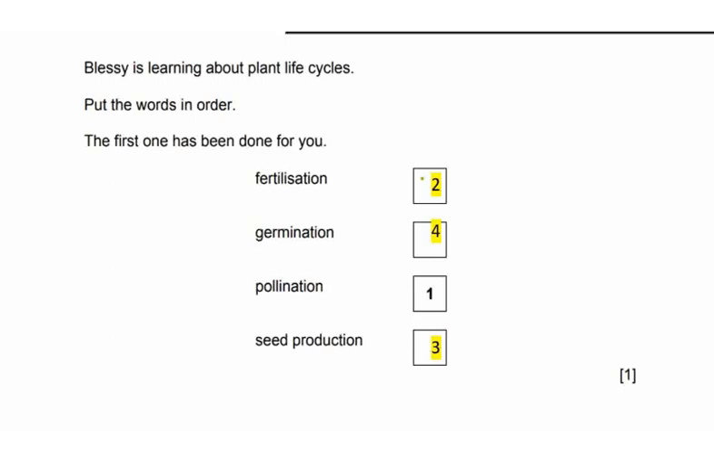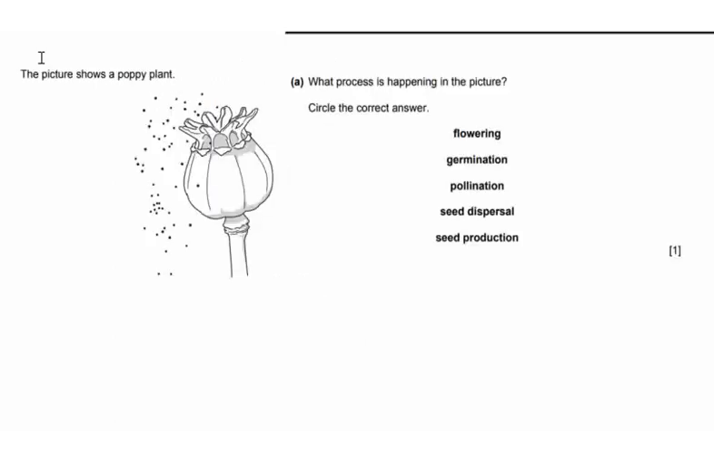Now let's move on to question number 2. The picture shows a poppy plant. Question A. What process is happening in the picture? Circle the correct answer. Is it flowering, germination, pollination, seed dispersal, or seed production?